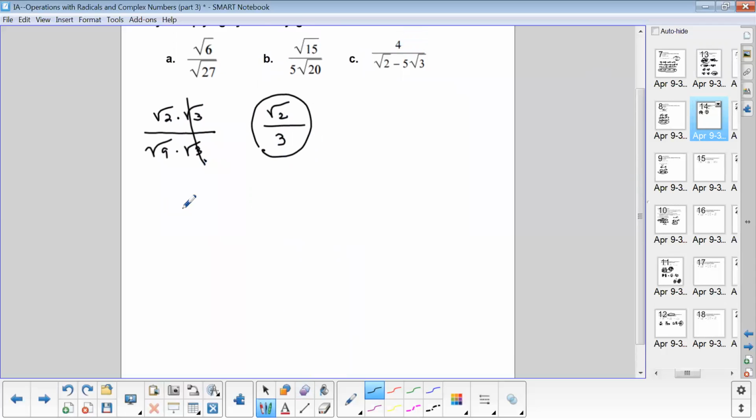Or if you wanted to, you could multiply by the square root of 27 in the numerator and square root of 27 in the denominator, and that would give you square root of 27 times square root of 27, which is just 27. And then the numerator, square root of 27 times square root of 6, would be square root of 162.